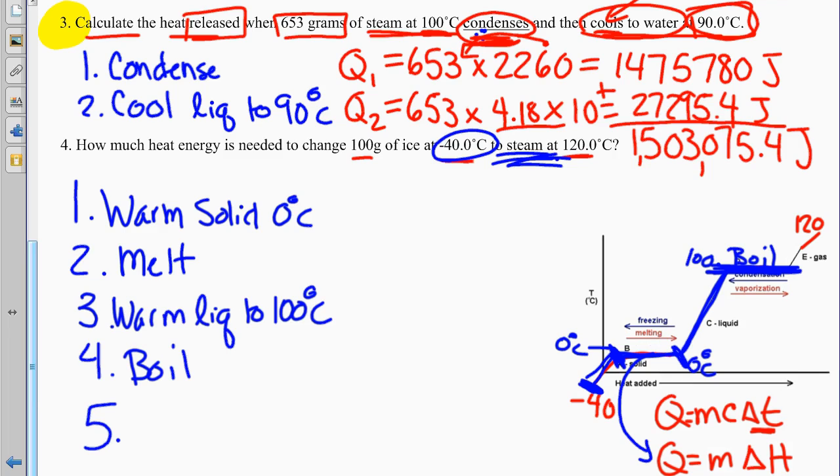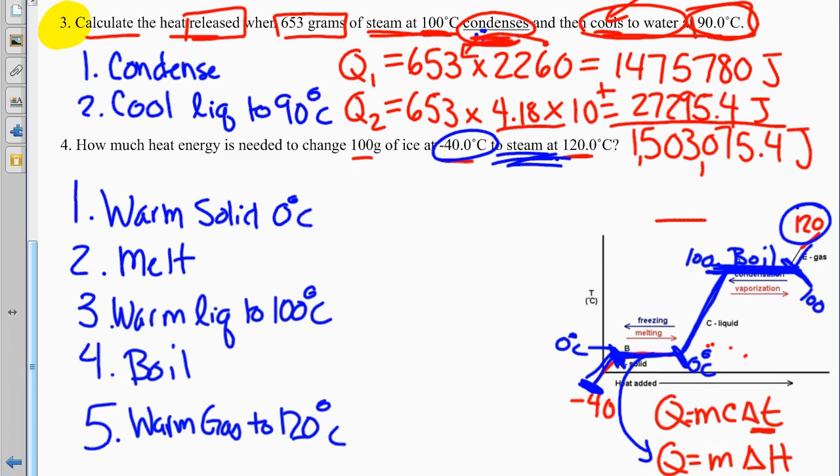And then number 5, I don't want to just be a gas at 100. I would like to be a gas at 120. So I'm going to warm the gas to 120 degrees, my final temperature. Okay, just a side note, you will not have this graph on the quiz, but feel free to draw it if you would like. But let's quantify everything we're doing here.